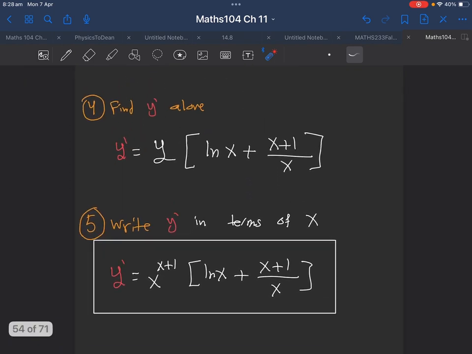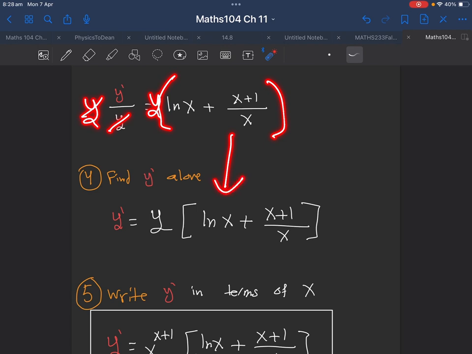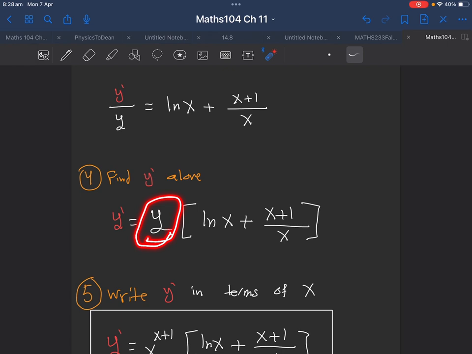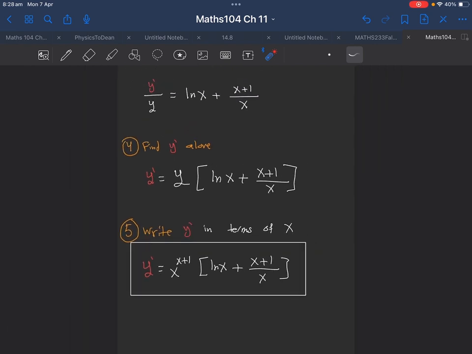Step number 4, I need y prime to be alone on one side. So how do I get rid of this y? Just multiply everything by y. Cancel, and then you get this one, which is this. So y can go to the other side. Final step, in the original question, we know what is y. Just write it down as power, and that's what we get here. And that's the logarithmic differentiation.